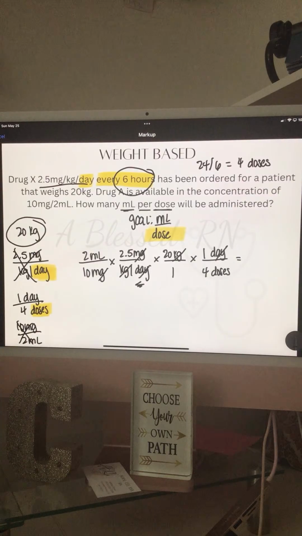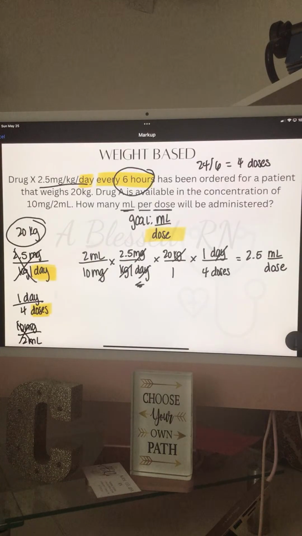I got 2.5 milliliters per dose. If it says day, we divide it. If it says dose, we don't. Boom, Kim, you got it. I wrote it out at the end. 1 day is 24 hours, 6 hours. Okay, you can do it like that too.